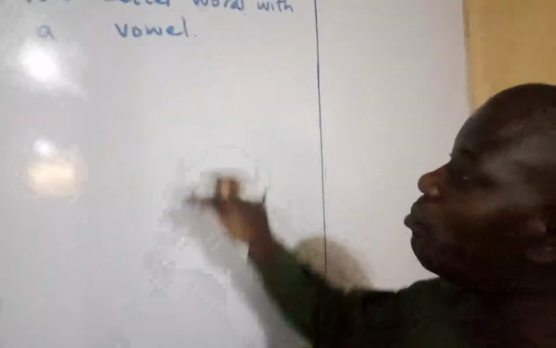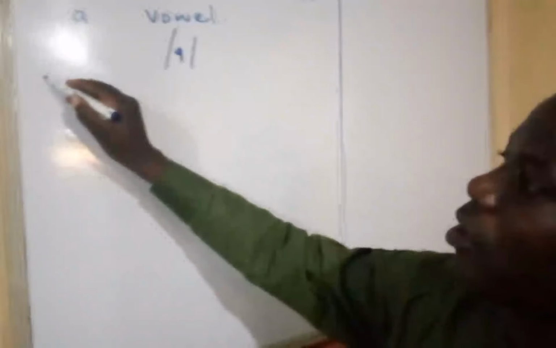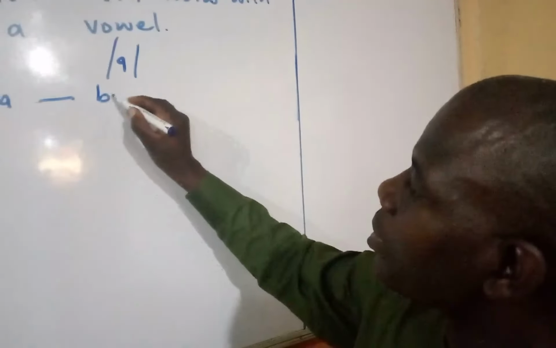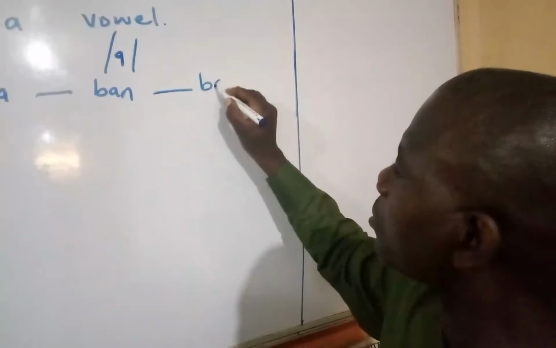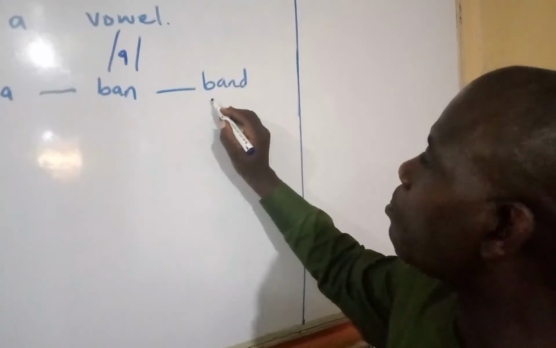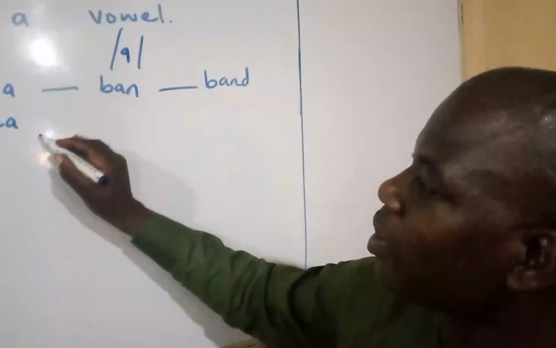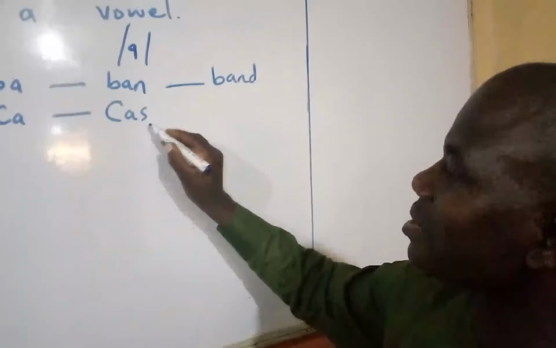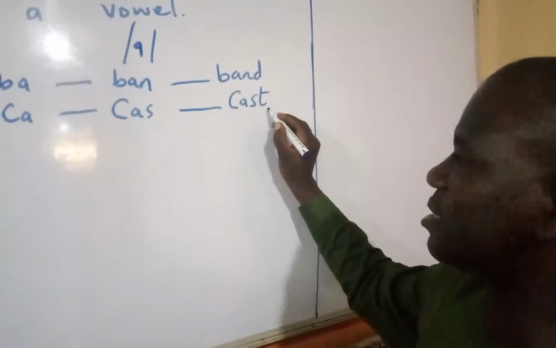Okay, let's start from vowel A with ratio 2, 3, 4, where you have ba, with n, ban. Adding one gives you band. Okay, ka with a letter sound as in cars. Add one produces cast.